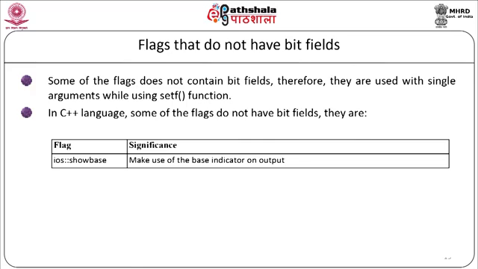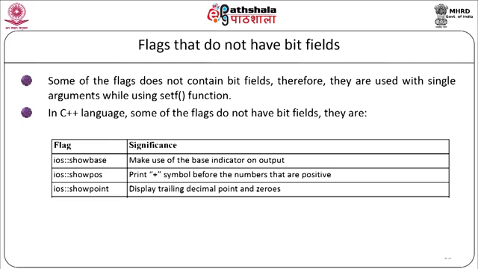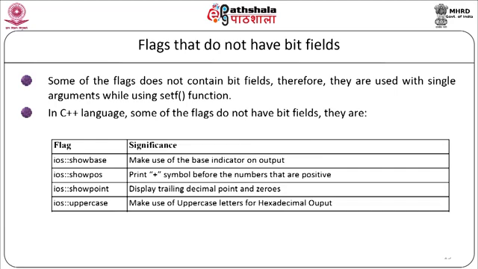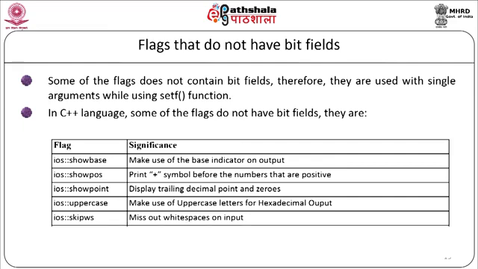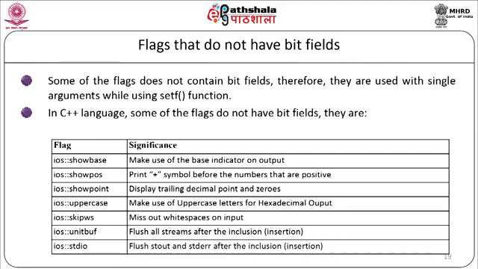The ios::showbase will make use of the base indicator on output. ios::showpos, that is position, will print a plus symbol before the numbers that are positive. ios::showpoint will display trailing decimal point and zeros. ios::uppercase makes use of uppercase letters for hexadecimal output. ios::skipws misses out white spaces on input. ios::unitbuf flushes all streams after the insertion. ios::stdio flushes the stdout and stderr after the insertion.